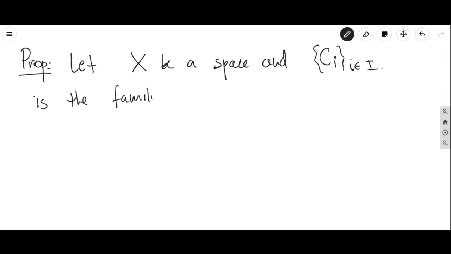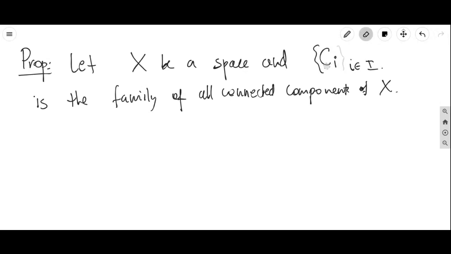So let X be a space, and the C_i are the family of all connected components of X. Each of these is a subset of X. They are connected and they're maximal, meaning they're not contained in anything larger. The following properties are satisfied.